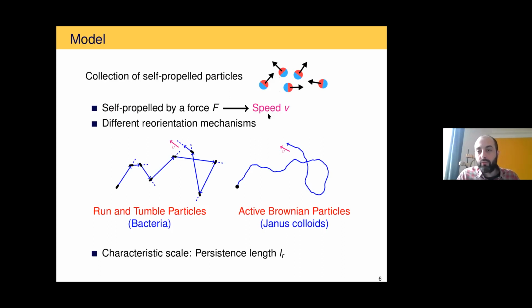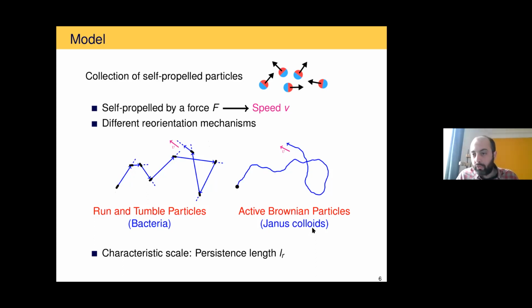And then you need a mechanism to change the direction of this velocity. And you can have different possible mechanisms. So here on the left are run and tumble particles. They run in a straight line, and then they completely randomize their direction at discrete time events. So that's more or less what bacteria like E. coli do. On the right is another mechanism, active Brownian particles, which reorient just with rotational diffusion. So that's a good model for the Janus colloid I've shown you before.